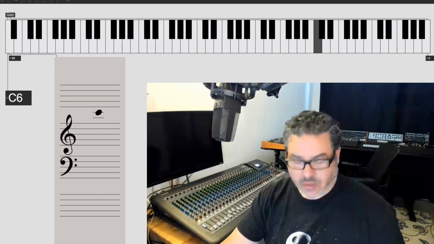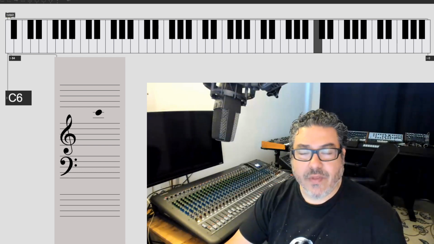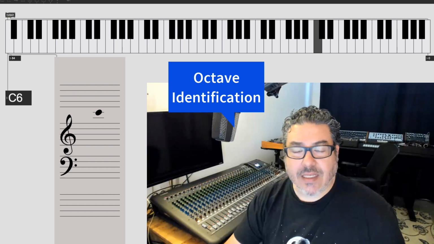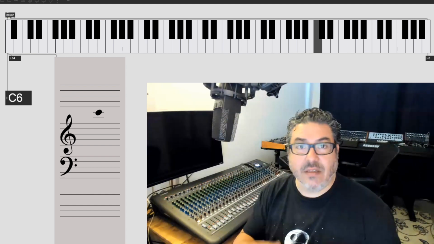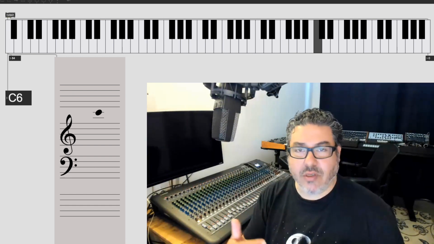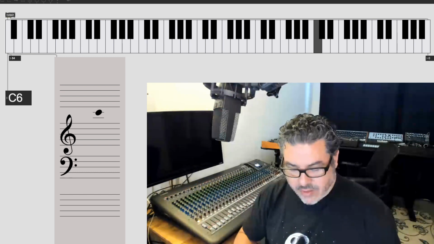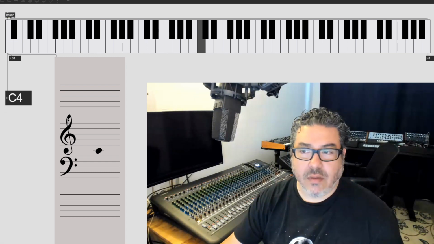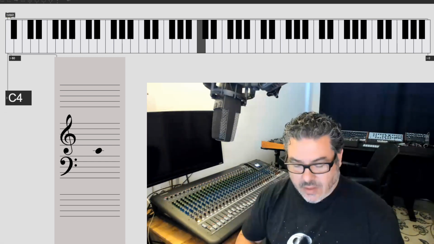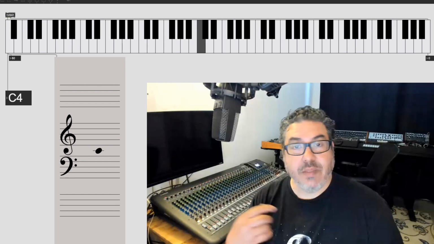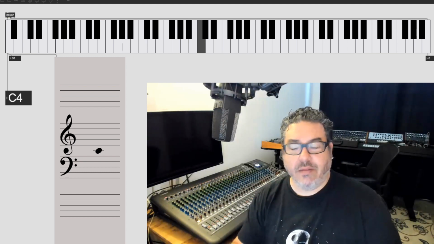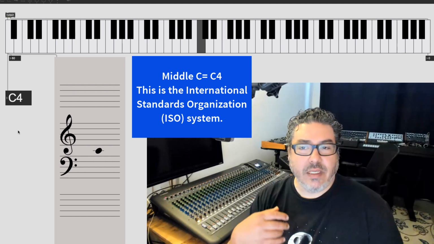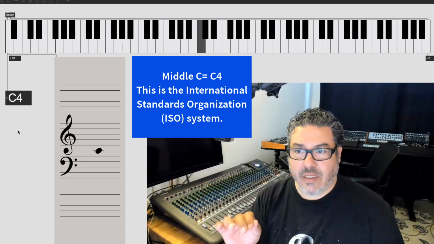Okay, the first thing I want to do is go over octave identification. Generally speaking, a C in any octave is still the C. Remember, we talked about the musical alphabet that repeats over and over again. So this note right here is C. You can hear that. It's known as middle C, and the way we write it down is actually called C4. So C4 is middle C.